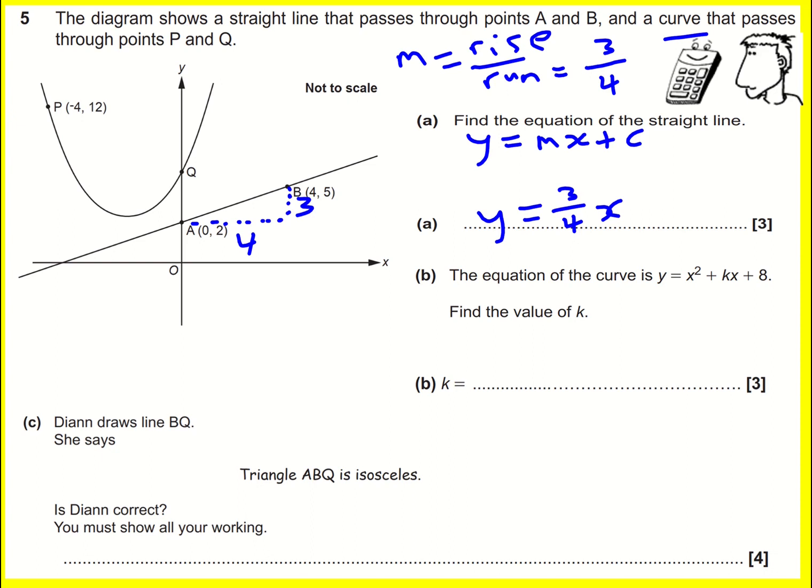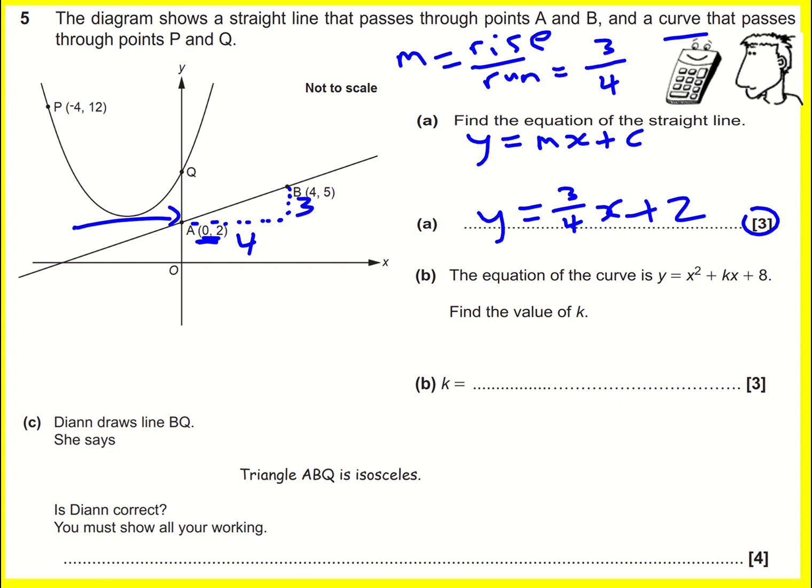Now my c is where it crosses the y-axis, because that's when x is 0. In this case, I get it really quickly. Sometimes you have to do a substitution to work it out, but in this case, it's just going to be 2. So that is our answer: y equals 3/4 x plus 2.